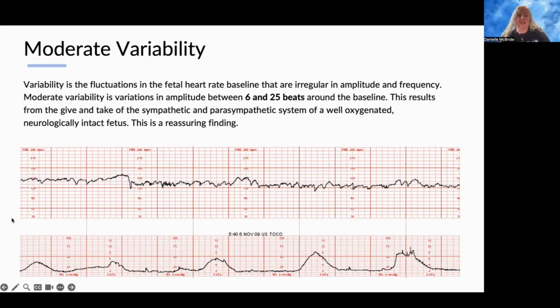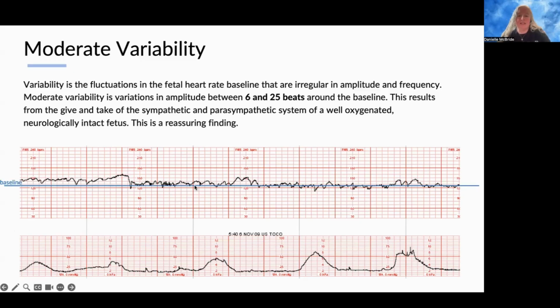We're going to look first at the baseline. The baseline is where the heart rate is hanging out most of the time. We really would like the baseline to be within the normal range for a fetus, which is between 110 and 160 beats per minute. So here's our baseline.